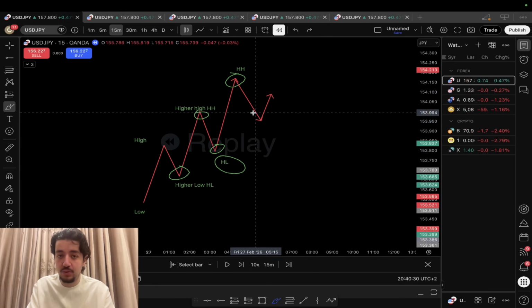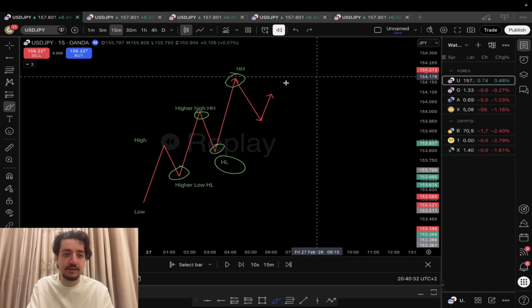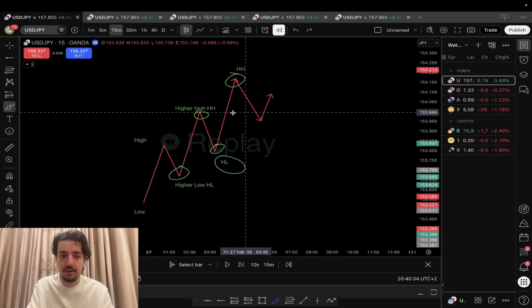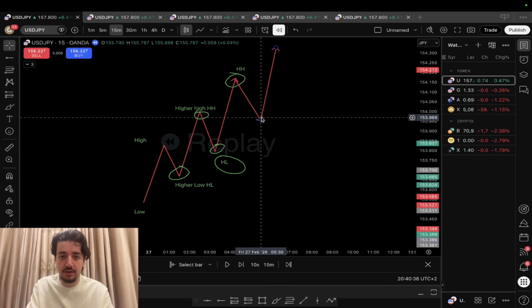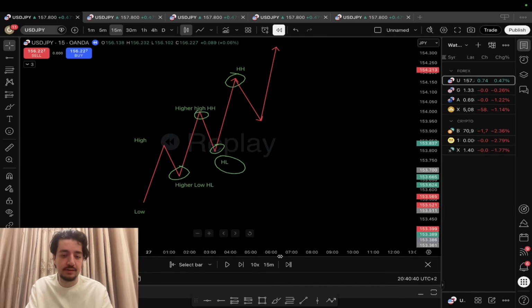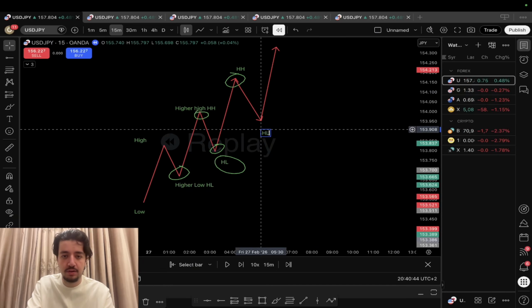No, not yet. Why? Because we still didn't break the higher highs. Okay, what about now? Is this a confirmed higher low? Yes, it is. So this becomes the official higher low.